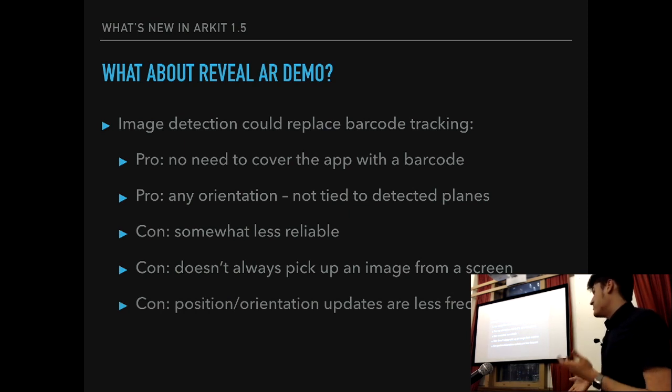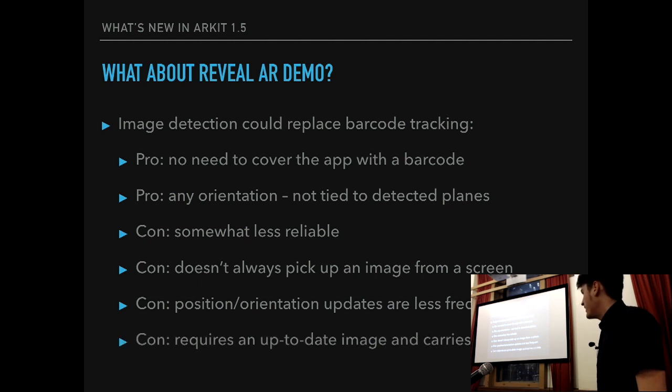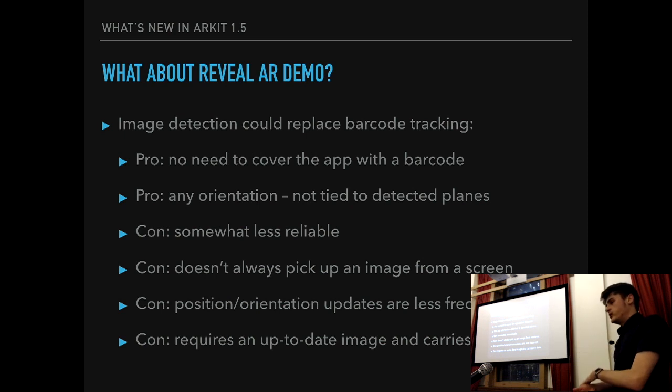And then the position and orientation updates of the image anchor come around every second or maybe half a second, while if we use the Vision Framework, we control how often we update the anchor information. And you also need an up-to-date image of what you're looking for, and that image carries no actual data, while if we detect the QR code, we can extract some data from it. So yeah, there are pros and cons.